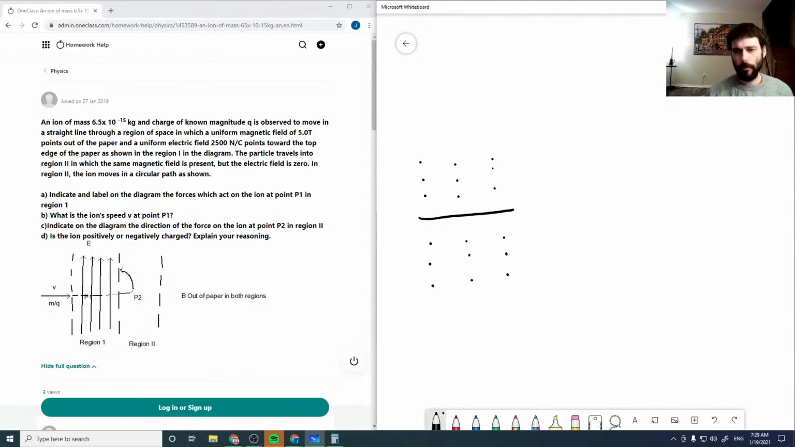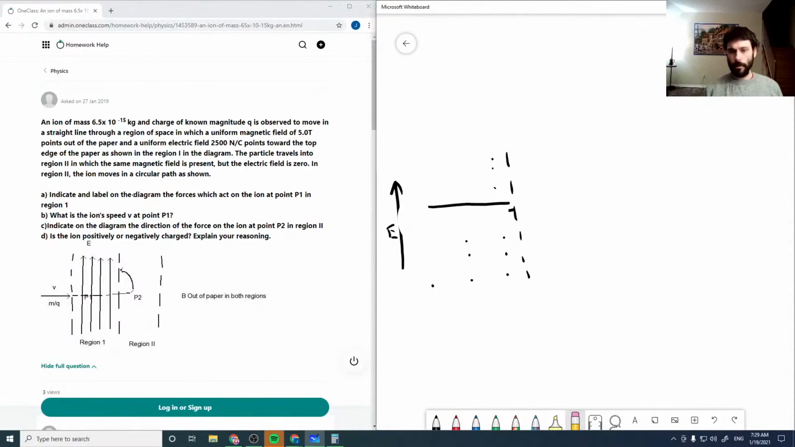This is my attempt at uniformity. And it also has an electric field which points towards the top. And I have a feeling this isn't very straight, so I'm just going to redraw this a bit here. So let's try to straighten this up a bit. Alright, there's our B field.